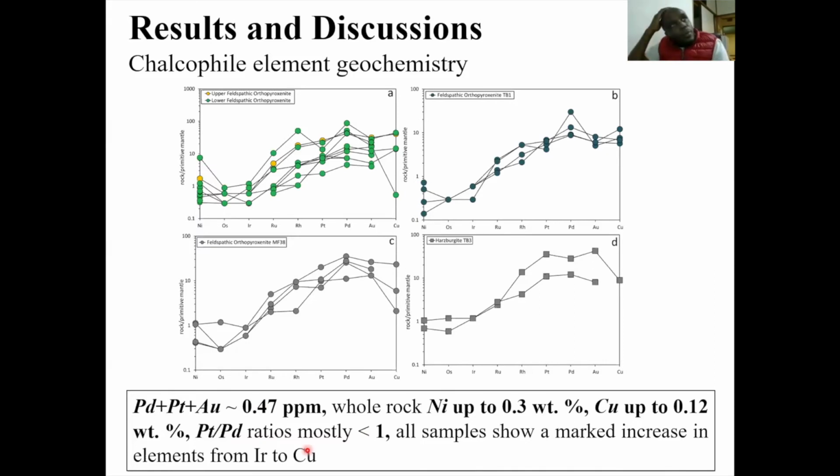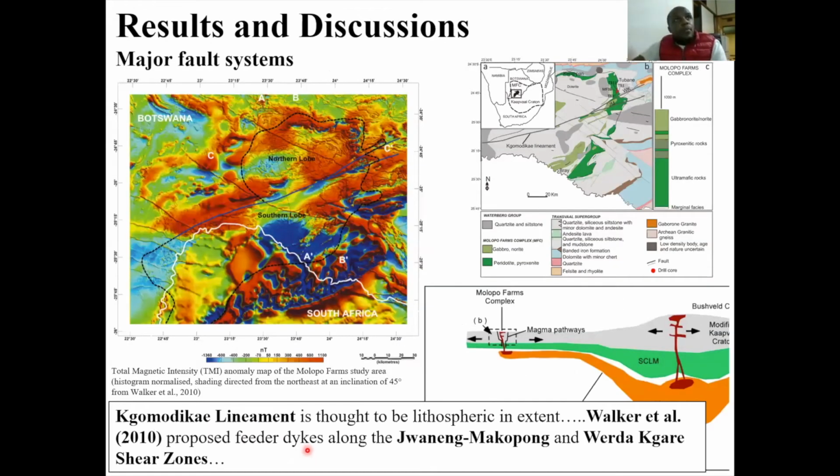Now, we are looking at the Molopo Farms Complex, which is located at the western edge of the Kaapvaal Craton. Then we looked at what kind of major fault systems are available. We've got the Pomudika lineament. We also have the Weda-Kari shear zone as well as the Jwaneng-Popon shear zones. And the Pomudika lineament is thought to be continental in extent.